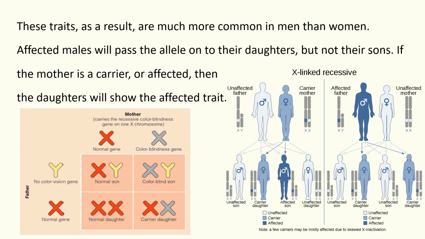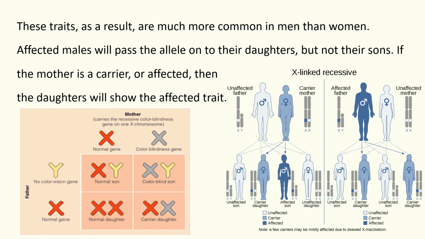In the example of color blindness, this is exactly what happened. So if we look here, in the example of color blindness for X-linked recessive, if you have an unaffected father and a carrier mother, then that will result in a 50-50 shot for the son to be affected or not, and then a 50-50 shot for the daughter to be a carrier or unaffected. If the father is affected and the mother is unaffected, then none of the sons will be affected because they inherit the Y from their father. They're not inheriting the color blindness gene from their father. However, both daughters will be a carrier.